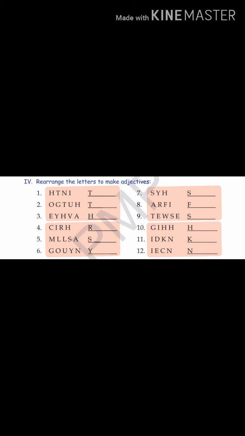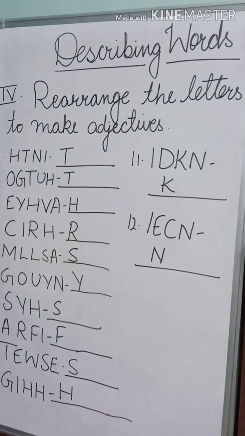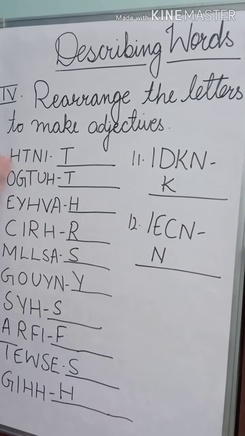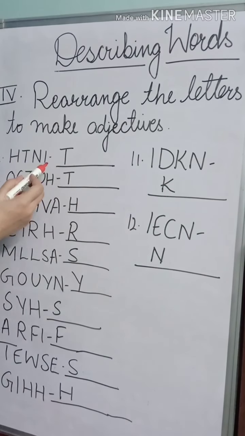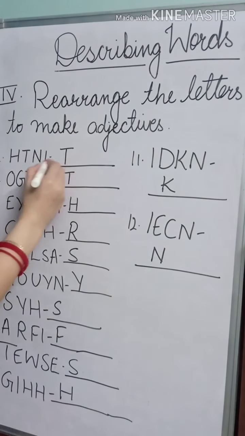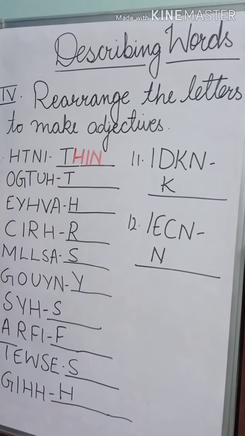Let's move to the fourth part, rearrange the letters. Now, here what we have to do, we have to rearrange the letters to make adjectives. So here are some jumbled words. You have to rearrange them and make an adjective. Let's see the first one, HTNI, and we have got the hint that it begins with T. So it is THIN or thin.